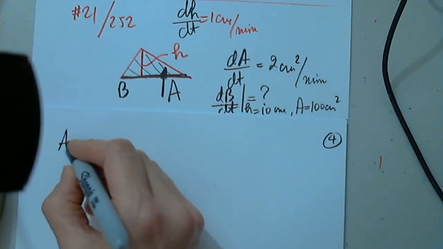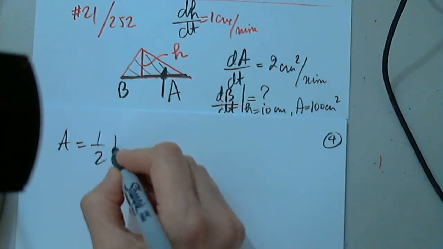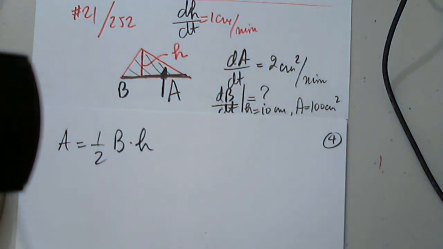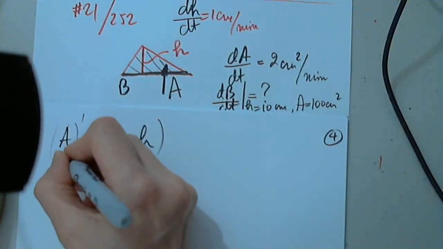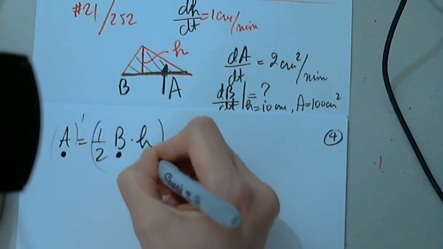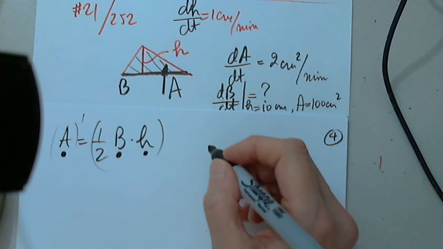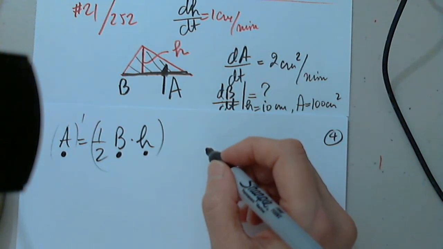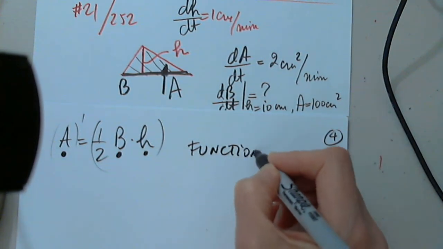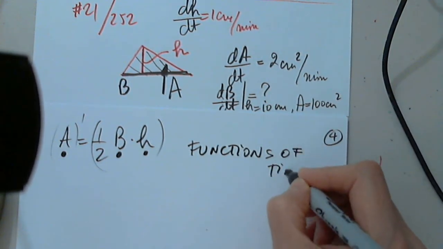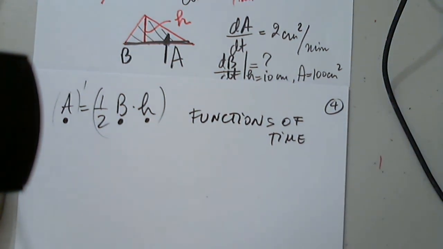The area of a triangle is 1/2 base times height. Excellent. So now all I have to do is differentiate. And remember, this and this and this are what? Functions of time. Excellent. Great job. So let's start.